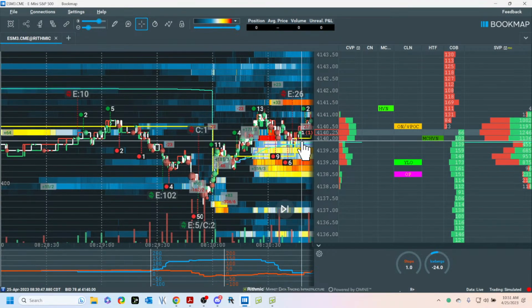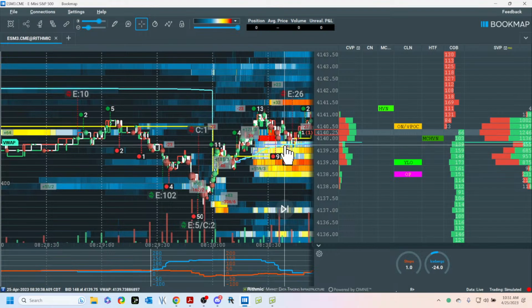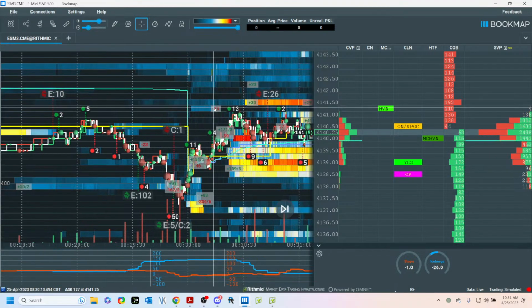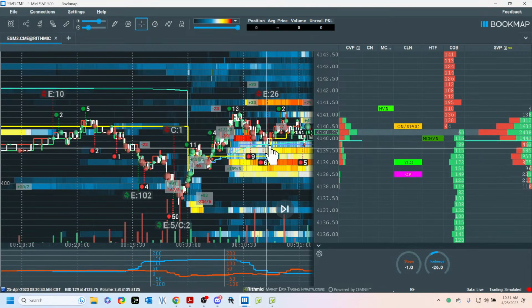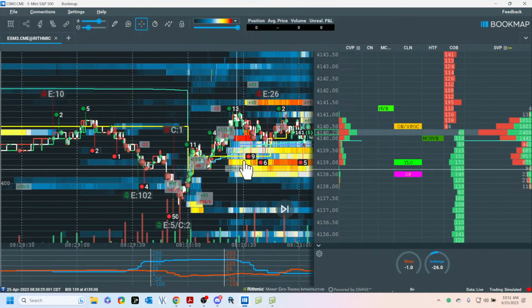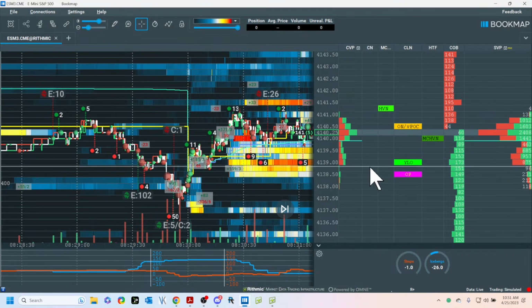VPOC moves up. Too low. This is a potential long. VWAP. Are you guys with me? And mid. So mid, VWAP, alignment, potential long. This is too low. I label it.